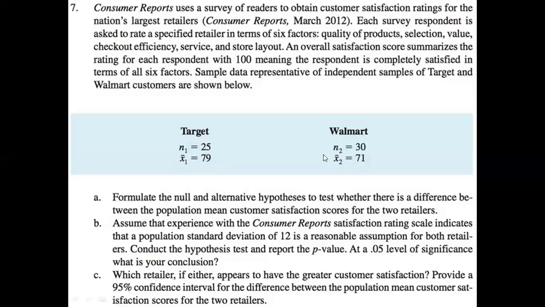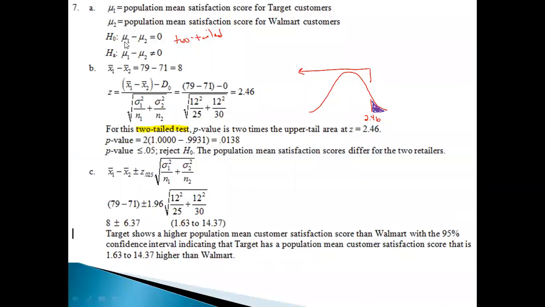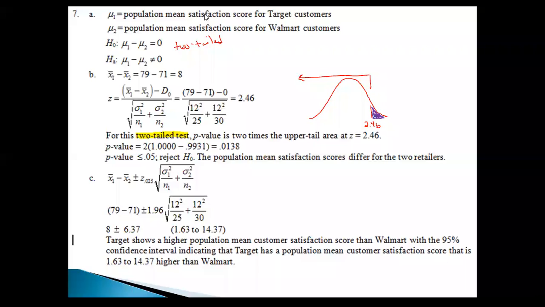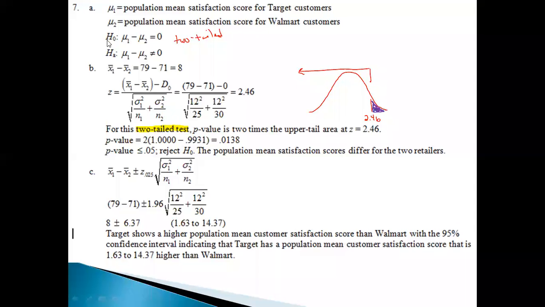All right, so here the key is we want to see if there's a difference between them. So we're going to have basically x1 minus x2, and we want that to be 0. In this case, we're using population means. So we're going to label mu1 as the population satisfaction score for Target. Population 2 is going to be for Walmart. And so our null hypothesis is mu1 minus mu2 equals 0. That's what we want to see. And the alternative is mu1 minus mu2 does not equal 0. Now, since it's not equal to, here we have a two-tailed test, so there's a little bit of difference we have to do there.